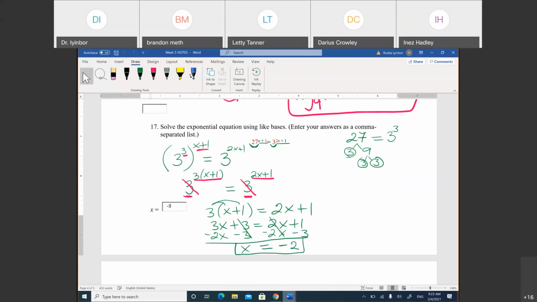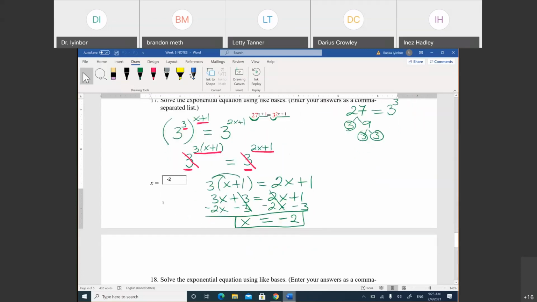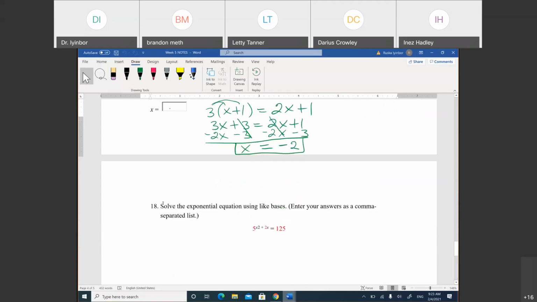So any questions? Oops, negative 2, not 3. Okay, any questions? So we are making the same bases, then cross them out and solve what is left. Okay? Got it? Let's do one more. And you can do a few more.